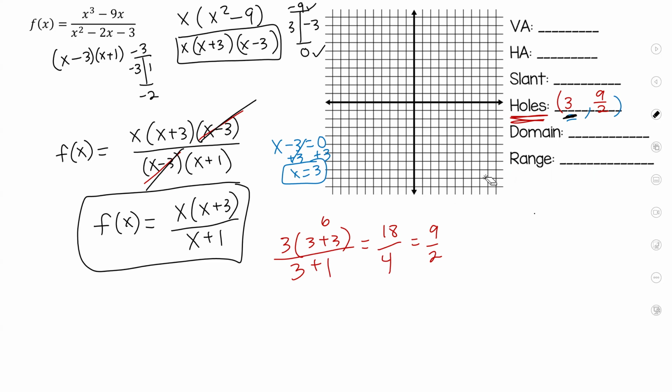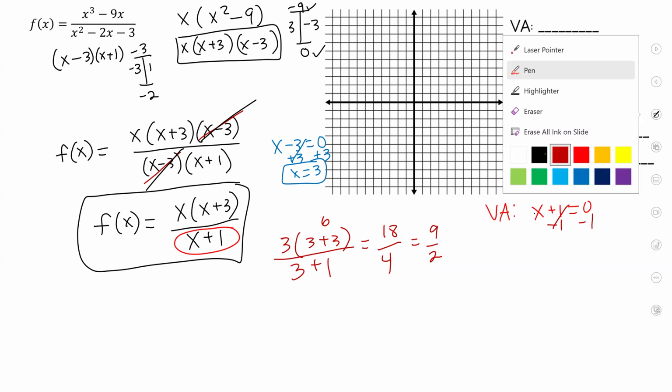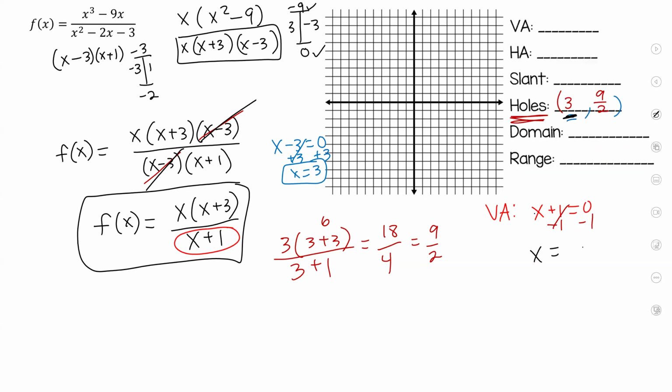Okay, now in order to find the vertical asymptote, we're going to set this denominator equal to 0 and solve it. So for the vertical asymptote, we're going to do x plus 1 equals 0, and then we solve. So the vertical asymptote is x equals -1.